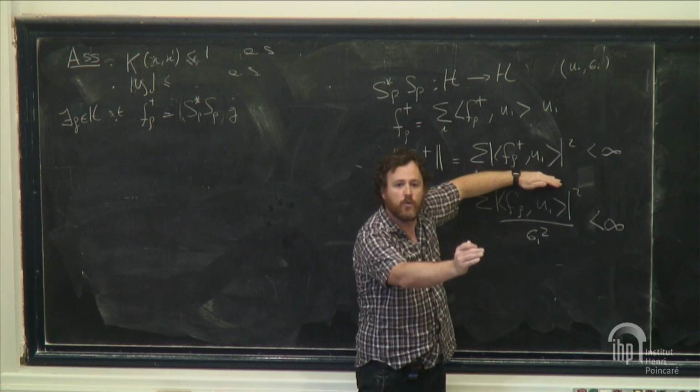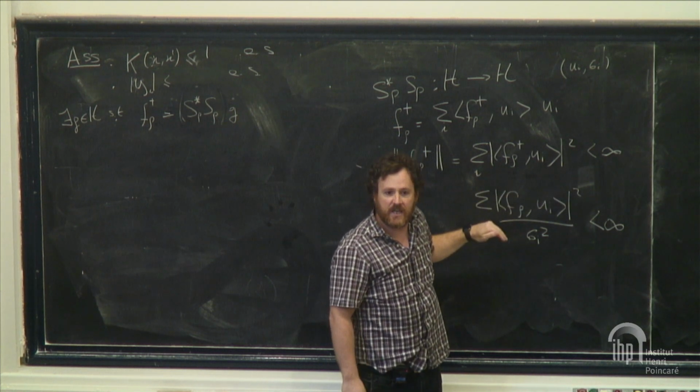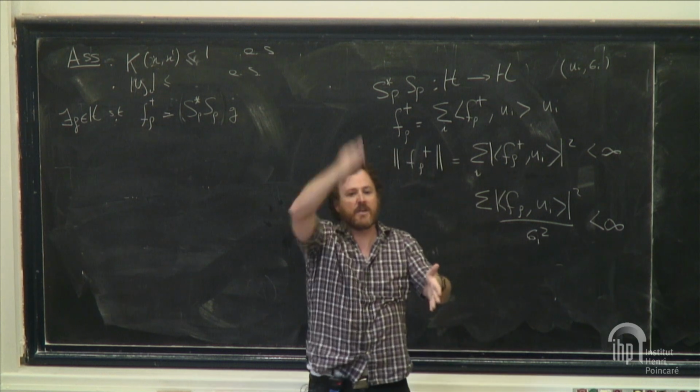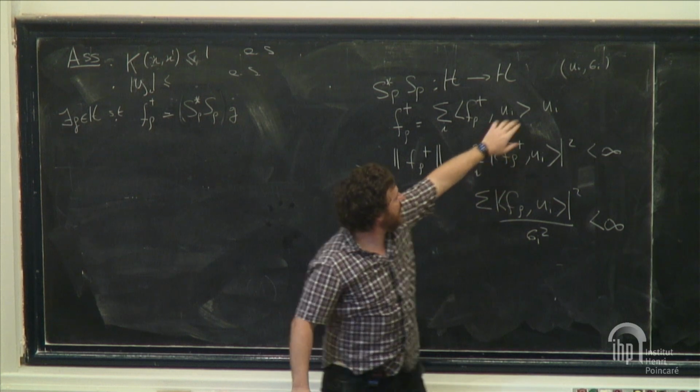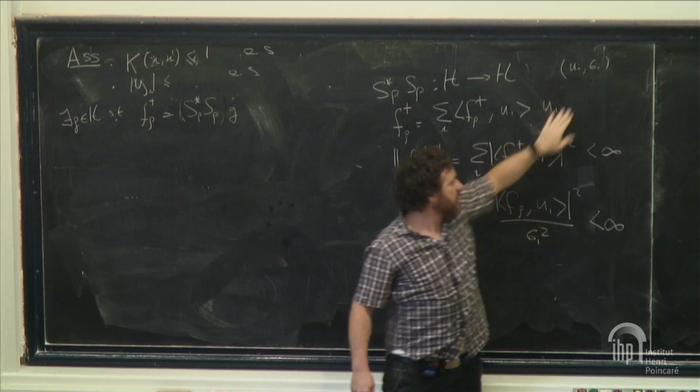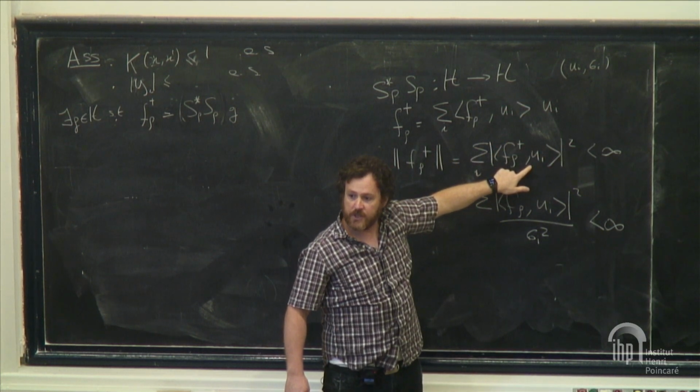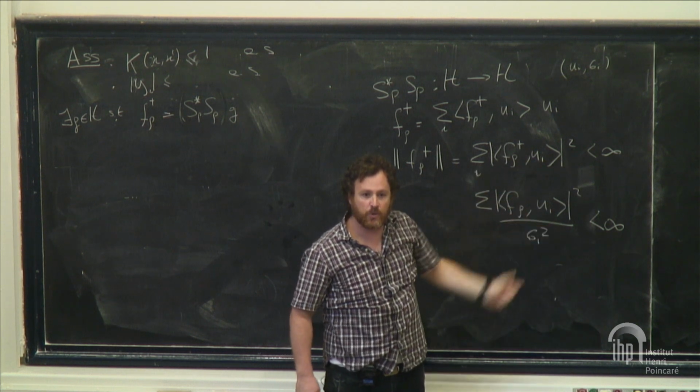This is just saying my function is in L2. This is saying my function is not only in L2, but is in a subspace of L2 where it has a certain decay of the Fourier coefficients. These just become, again, the Fourier components. These are the Fourier coefficients, and this is the decay assumption on the Fourier coefficients.